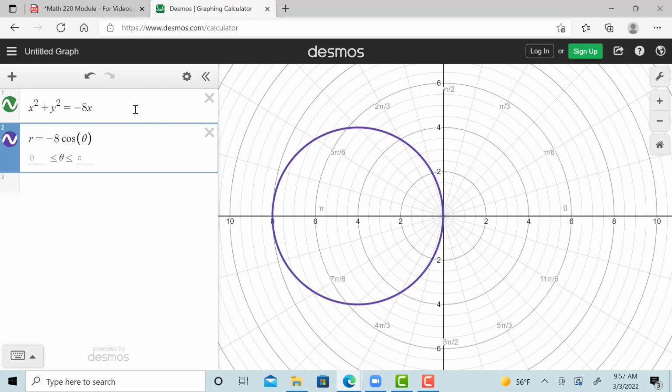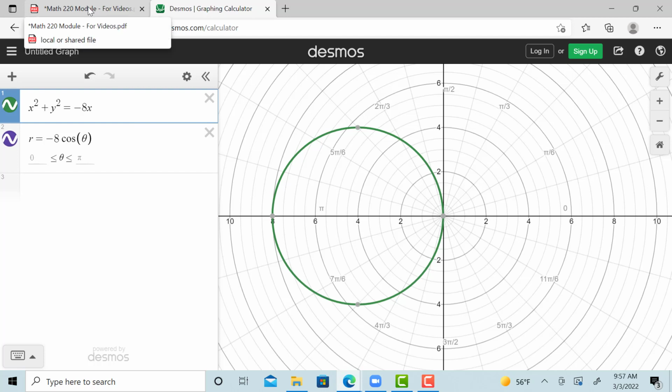You can see the purple right over the green, right? There's the purple, there's the green, it's the same circle. So Desmos will also graph polar curves. All right, let's go back to our notes.